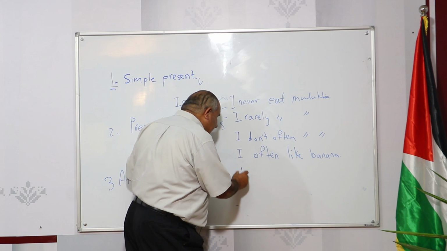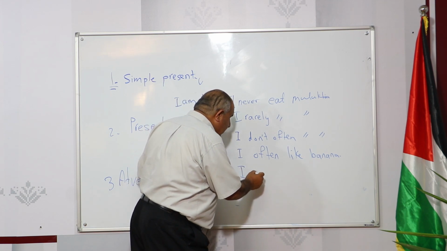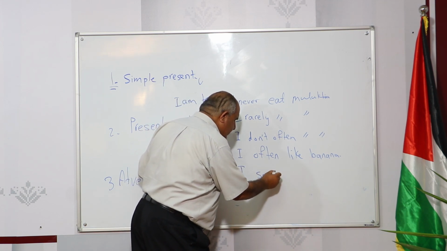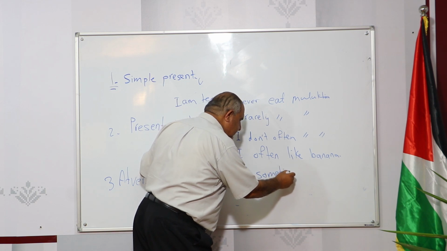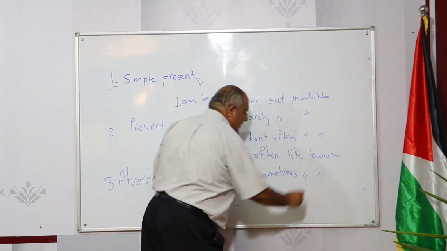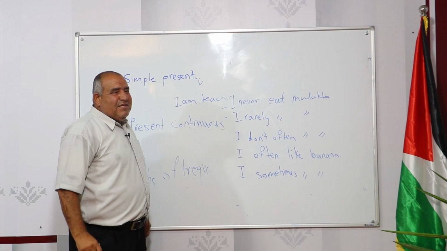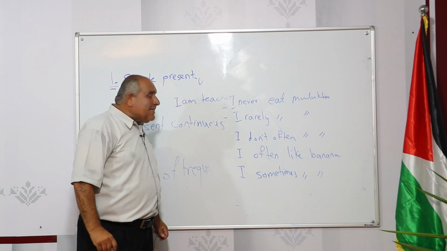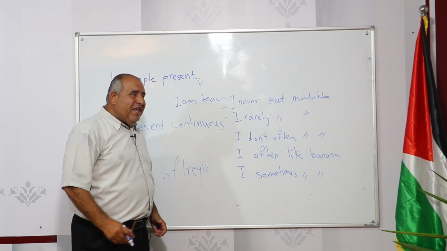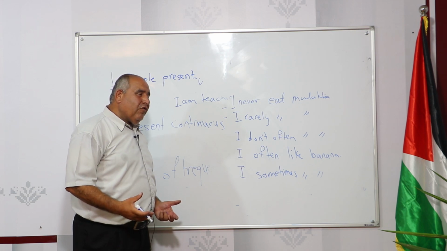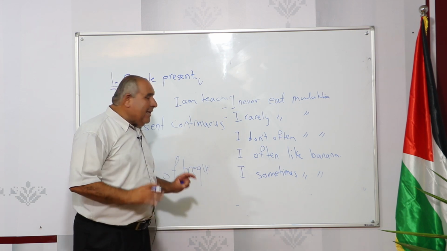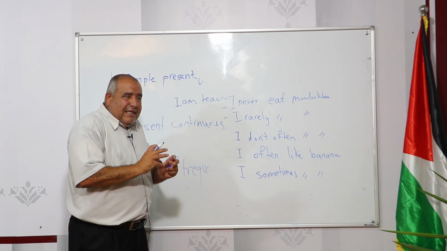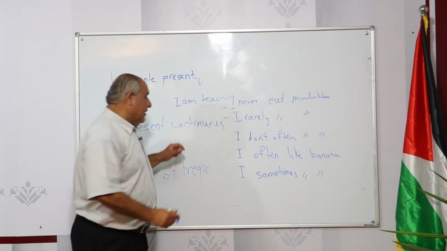Another sentence, you say, I sometimes like banana. You sometimes like banana. It doesn't happen for a very long time of your times that you like banana. Sometimes you eat it, or sometimes you do not eat it.